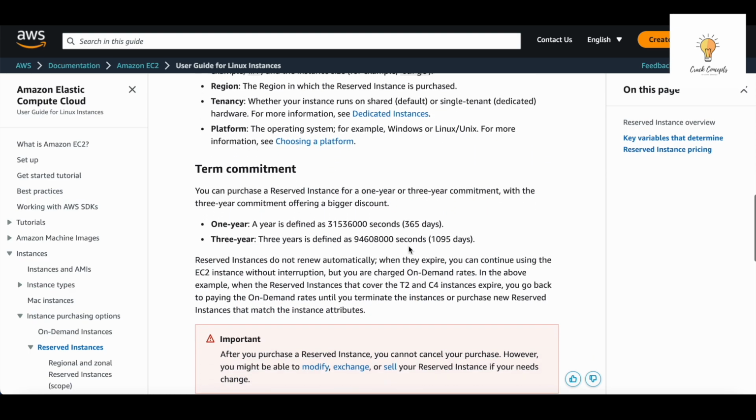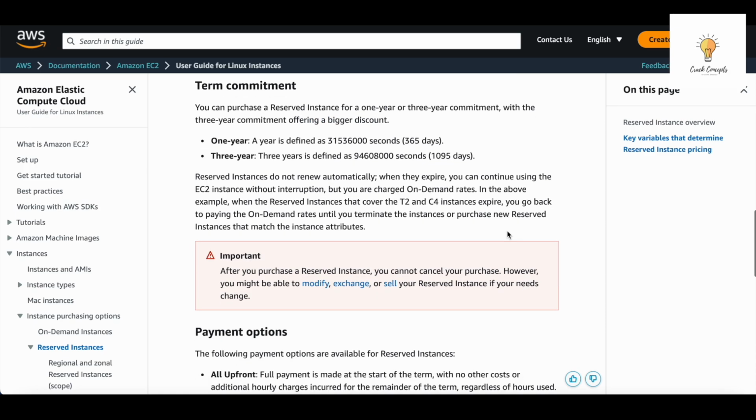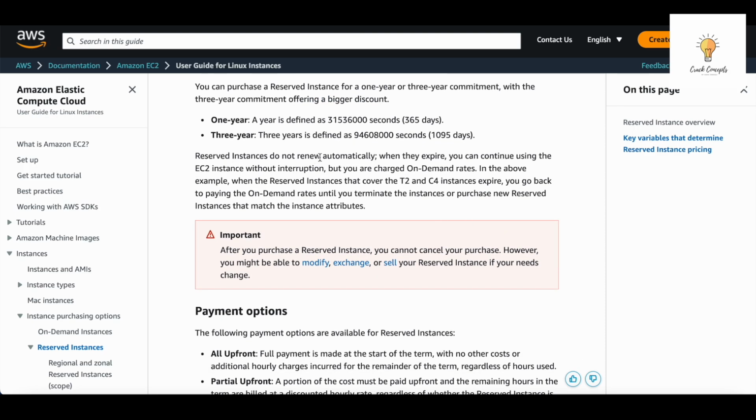And the term commitment, as I already mentioned, will be either 1 year or 3 years. If you have a 3 year commitment, then you will get a greater discount than the 1 year commitment. And these reserved instances do not renew automatically. Say after 1 year, this instance is over. When it expires, you will continue using it without interruption, but you are charged on-demand rates. So you will be charged a higher amount of money.